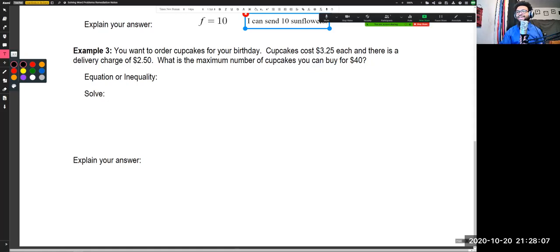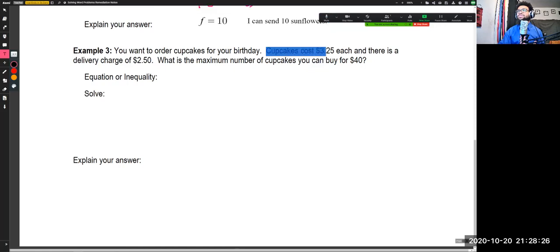My step number 2 is to identify what we are being asked to find and assign a variable to represent it. We are trying to figure out the maximum number of cupcakes. My variable for that is going to be C, okay? C for cupcakes. My step number 3 is to identify what we are given. Once again, what we are given is right in here.